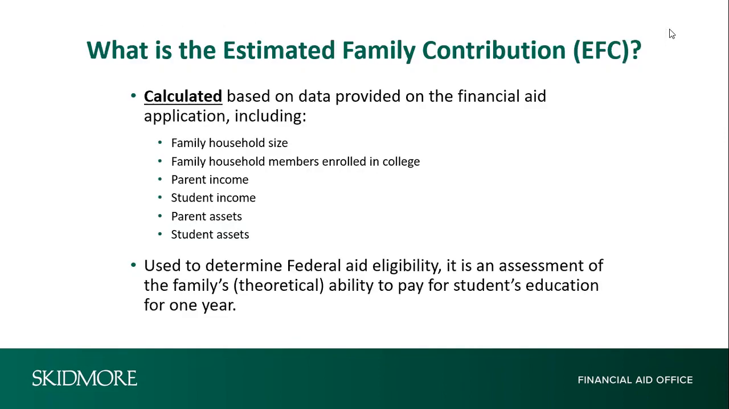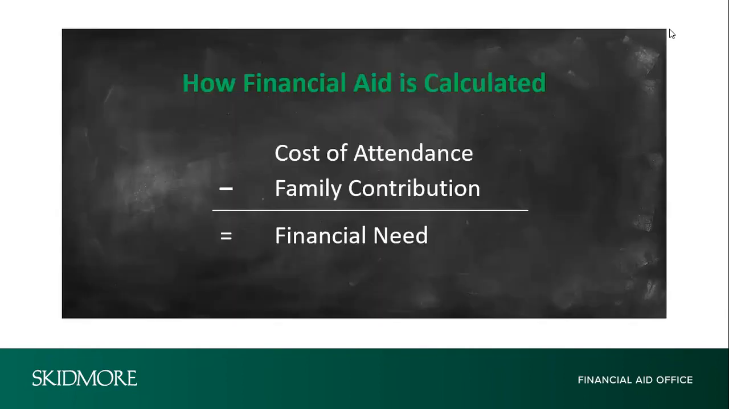A little bit more about that family contribution, or EFC. As I said, it's a calculated figure. It's based on these factors primarily. How many people are in the household? How many of those are enrolled in college at the same time? What the parent income is, what the student income is, what the parent assets are, and what the student's assets are. All of those pieces of data are put through a formula to determine this family contribution that we plug into the middle of this little calculation to determine your financial need.